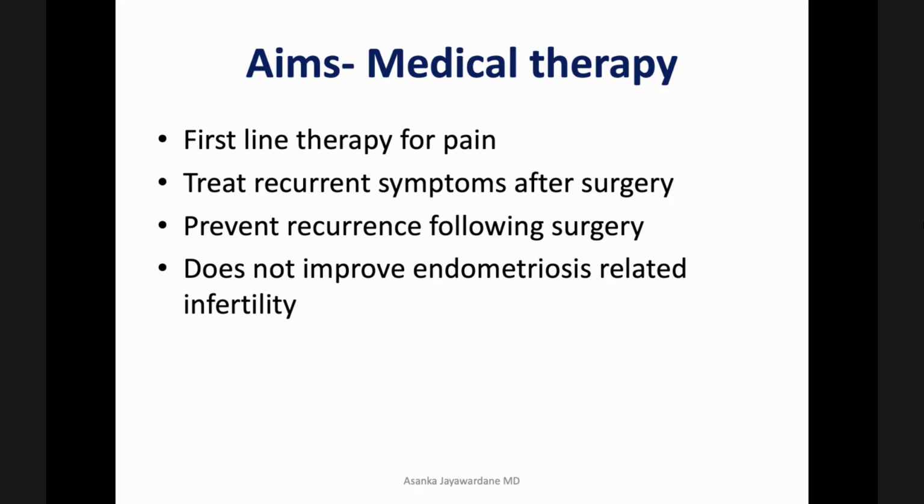Basically, when we diagnose endometriosis, we have two ways of treating it. One is to treat it medically. The other is to treat it surgically. Now, for first-line therapy, medical treatment is first line because endometriosis surgery is usually fairly invasive. And for pain, medical therapy is the first-line treatment, not surgery. And after surgery, if you want to treat recurrent symptoms and prevent recurrences following surgery, you can have medical therapy.